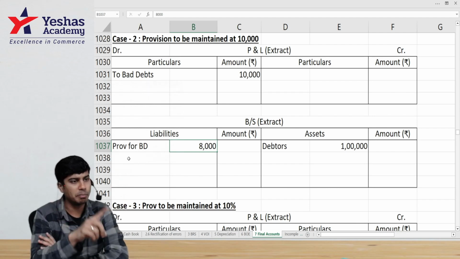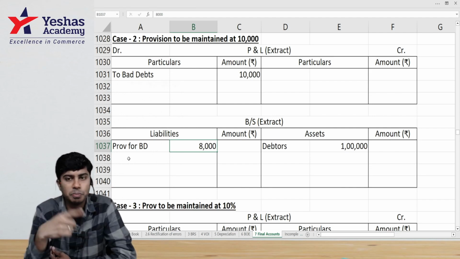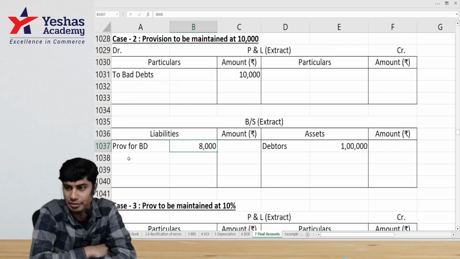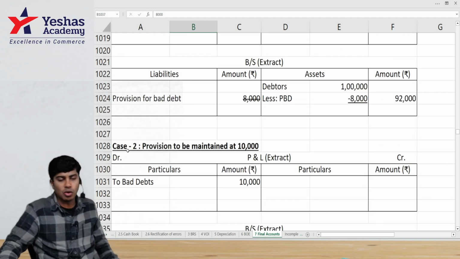I don't have to deduct bad debts from debtors because it's already deducted. I don't have to write provision to P&L because it's already charged in previous year, and this year it's only a liability. It's not created in this year. This is data from trial balance. Now I'll read what is given in case 2.